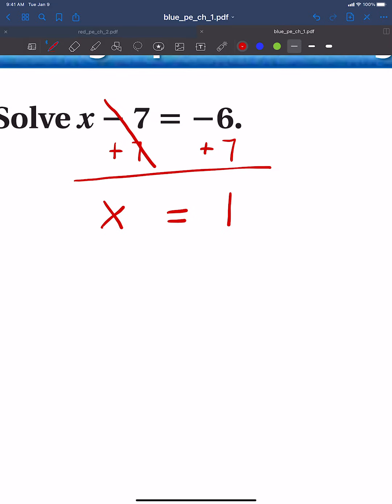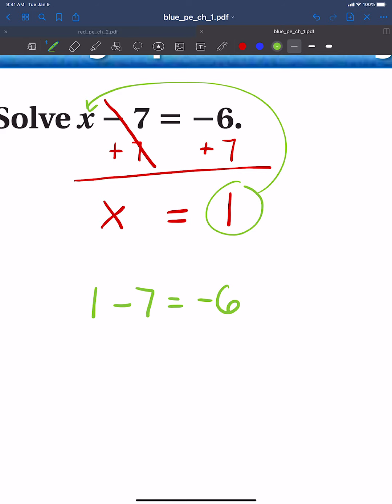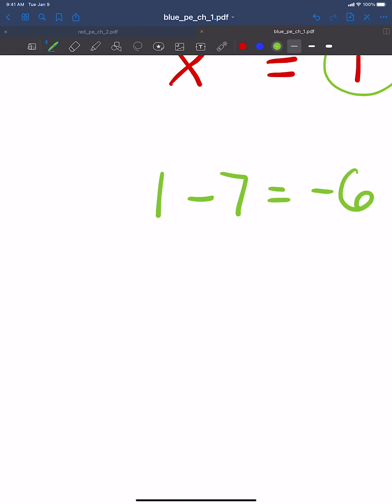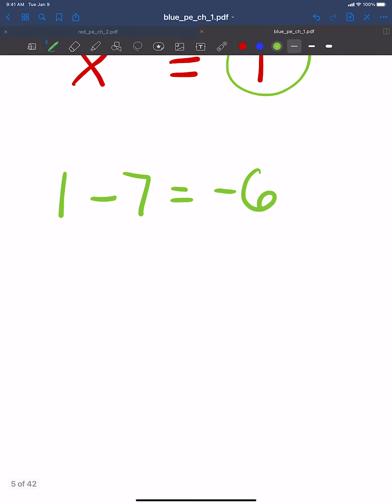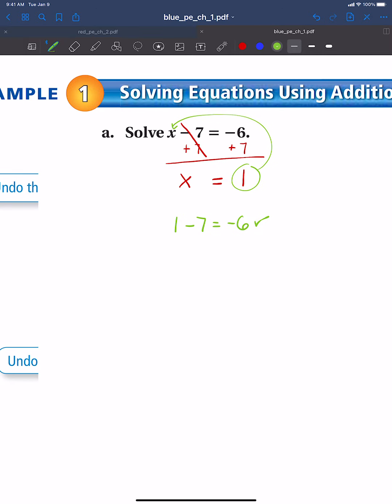We can always plug that back in for x to see if it worked. So put that 1 back here for x. 1 minus 7 equals negative 6. See if it works. 1 take away 7 is the same thing as 7 take away 1, which is 6. Take the sign of the bigger number. The bigger number happens to be negative 7, so it would be negative 6. And we put a check mark to show that it worked. Okay? Let's do another example together.